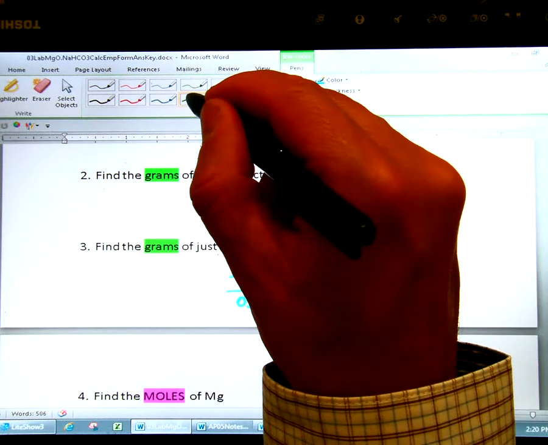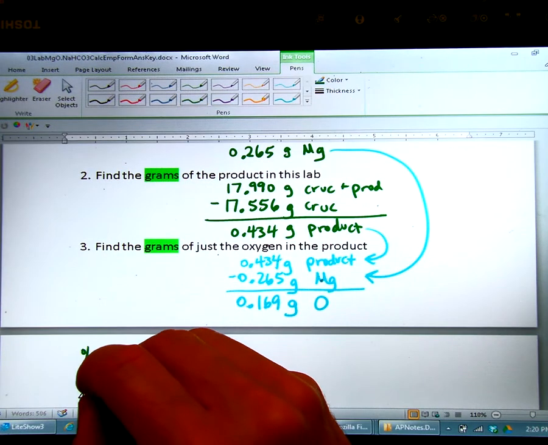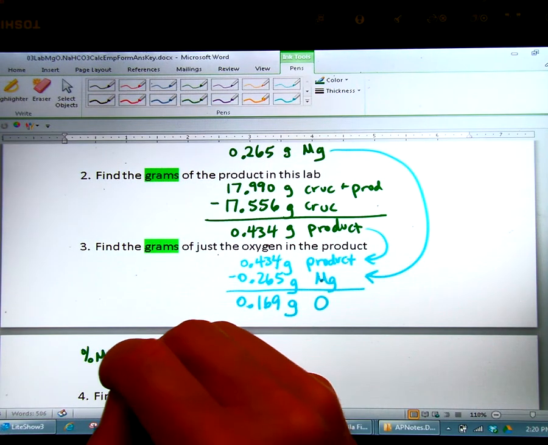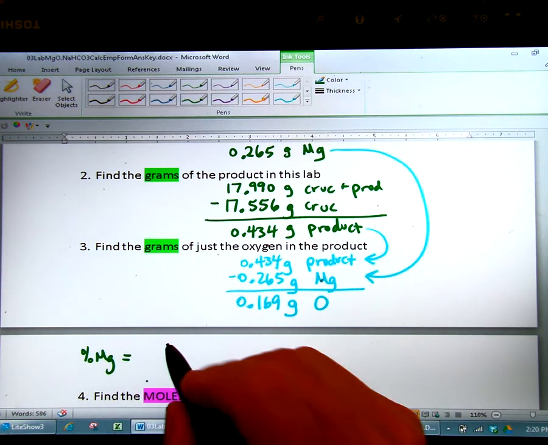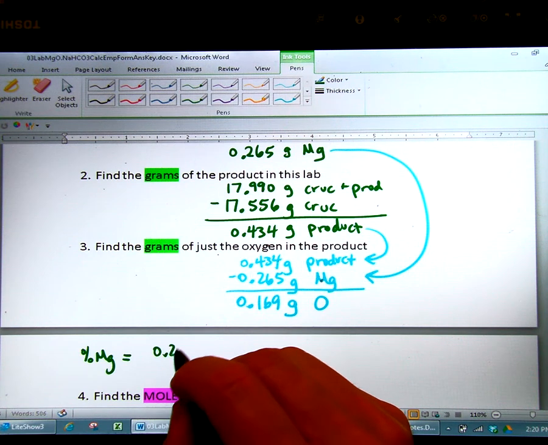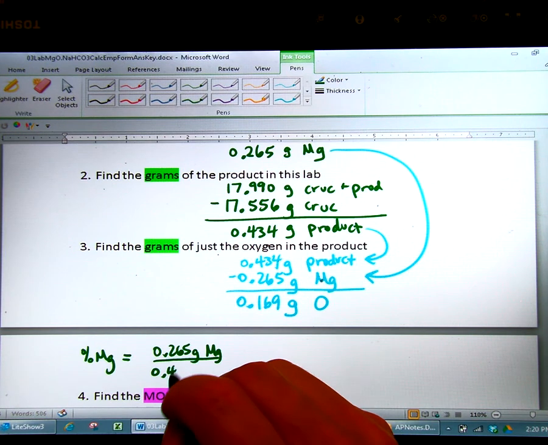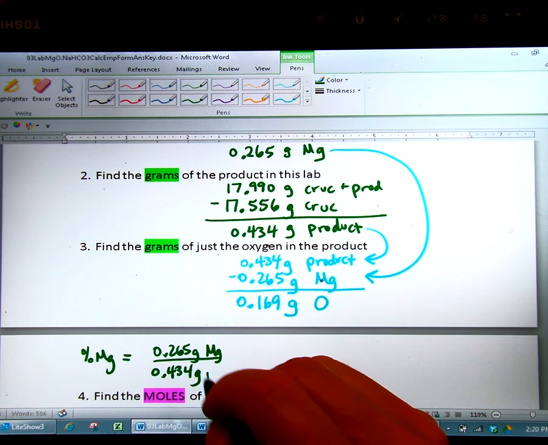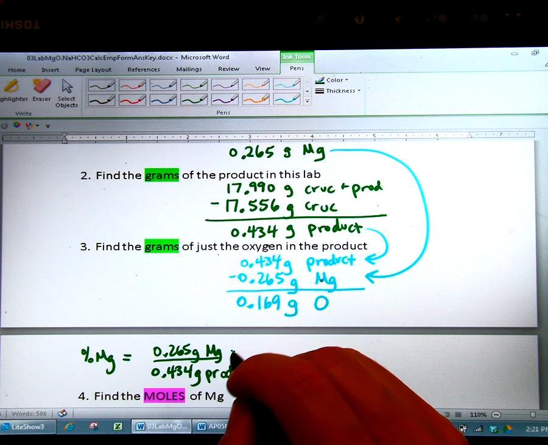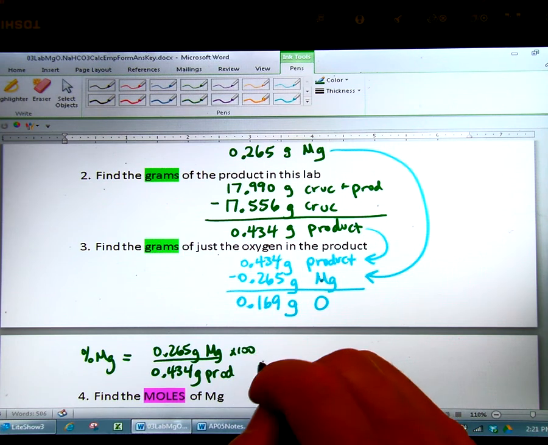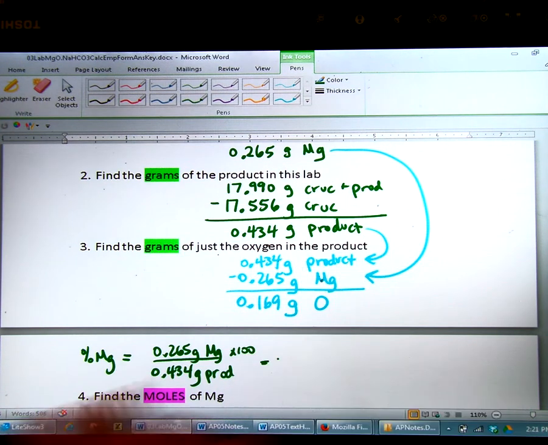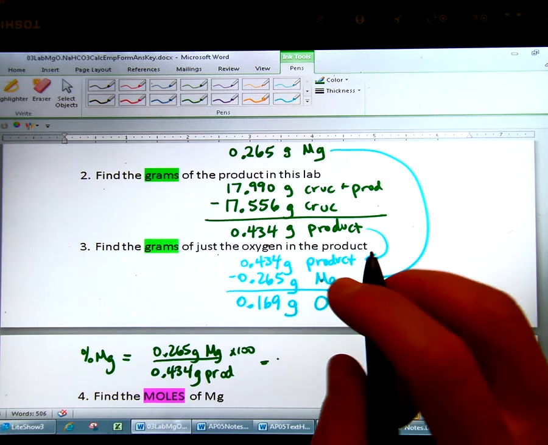So the percent of magnesium is always going to be part over the whole for percent. So the magnesium was 0.265 grams of magnesium divided by the whole product, which was 0.434 grams of product, times 100. That's 0.265 divided by 0.434 times 100, which gives you 61.1% magnesium.